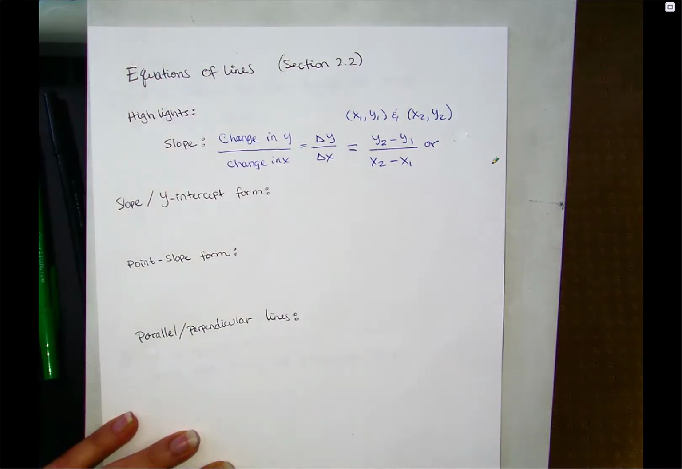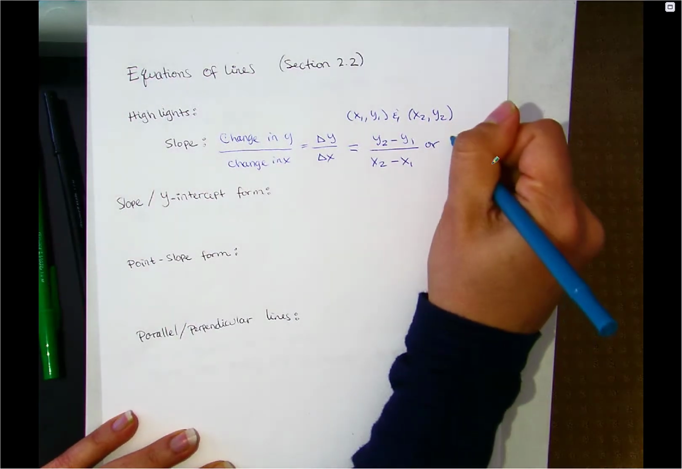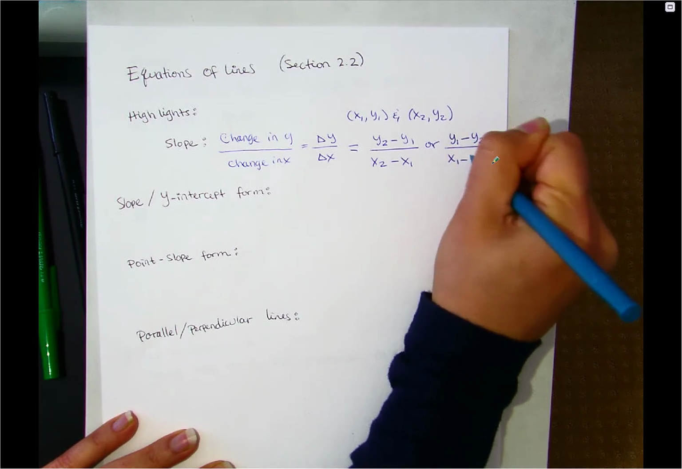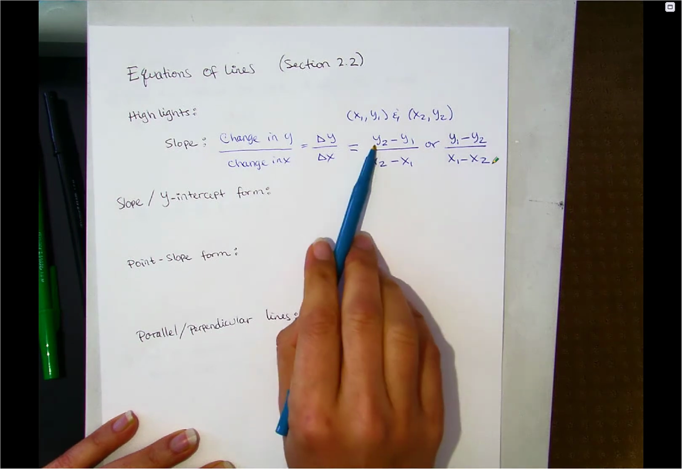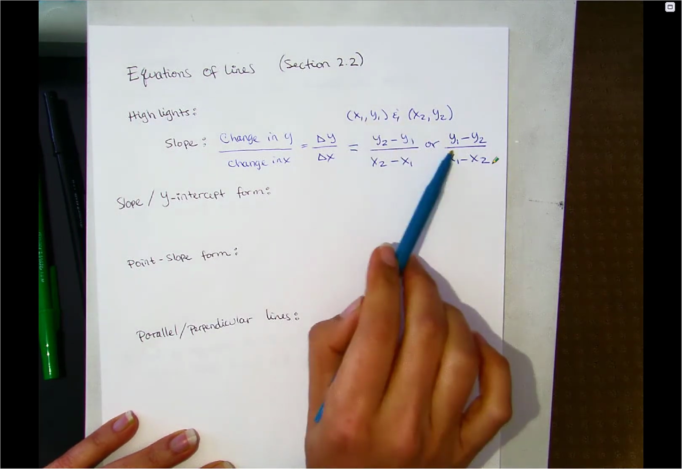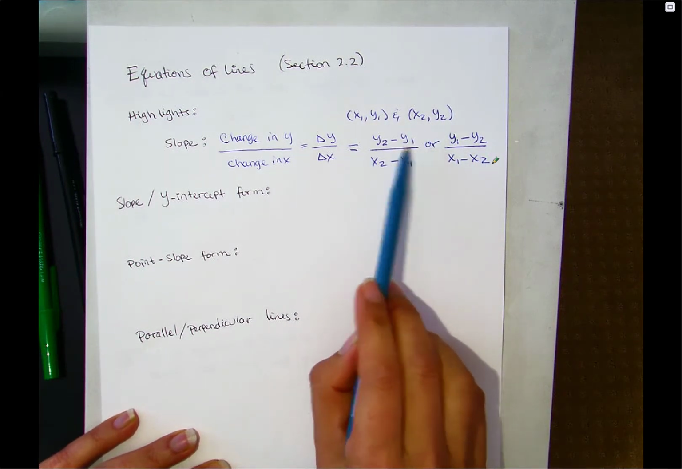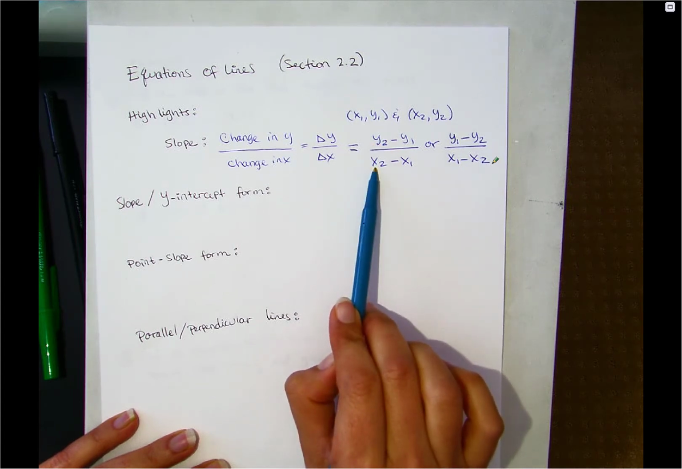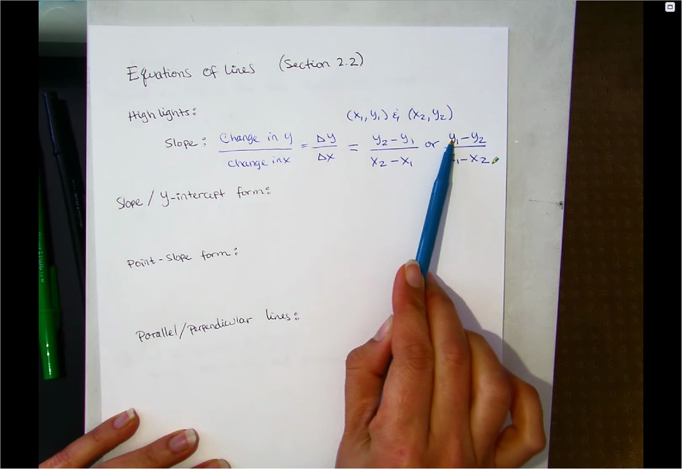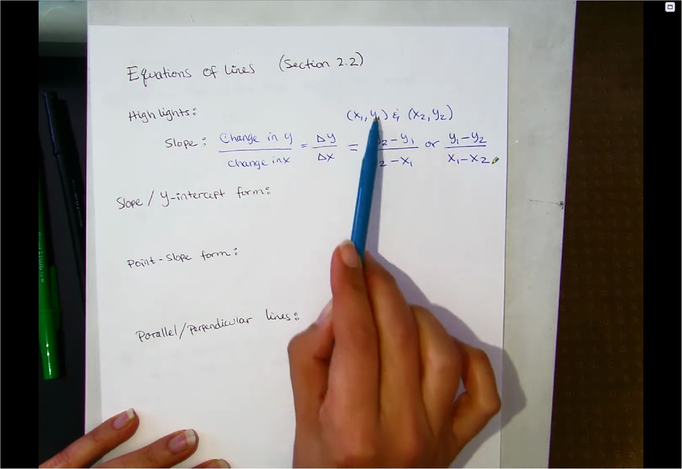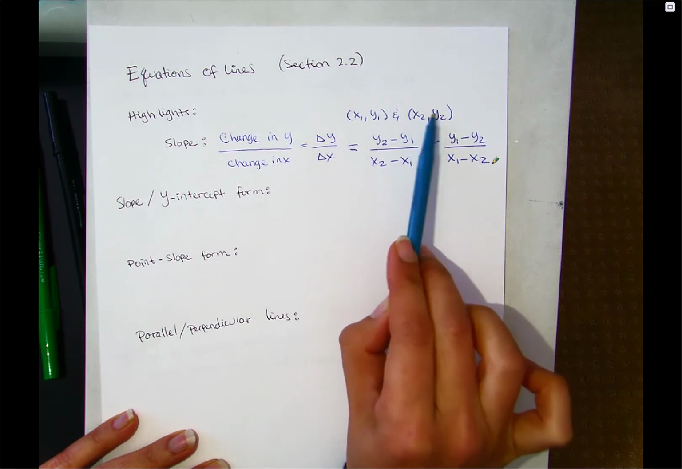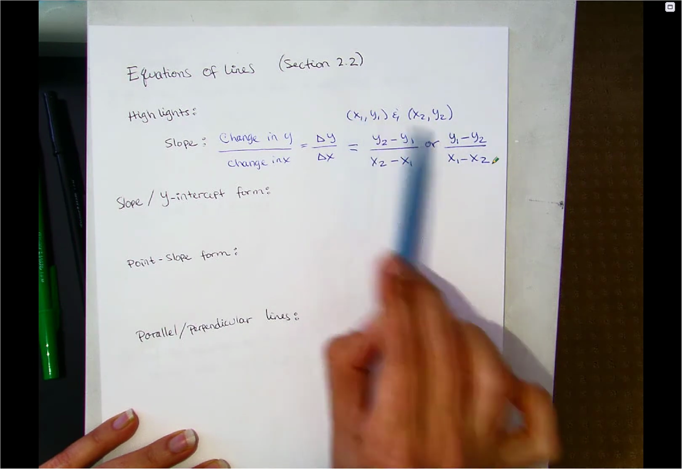So we're going to say y1 minus y2, or x1 minus x2. So it doesn't have to be the second point minus the first point, but as long as you're consistent. So if you start with y2 on the top, you have to start with x2 on the bottom. If you start with y1 on the top, you have to start with x1. Essentially, stay consistent. If you start with this point, do it for both, the x and the y.